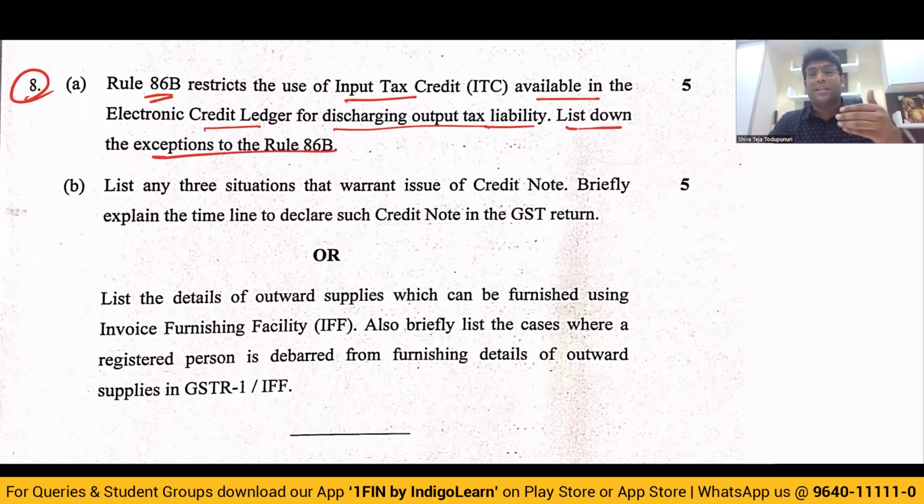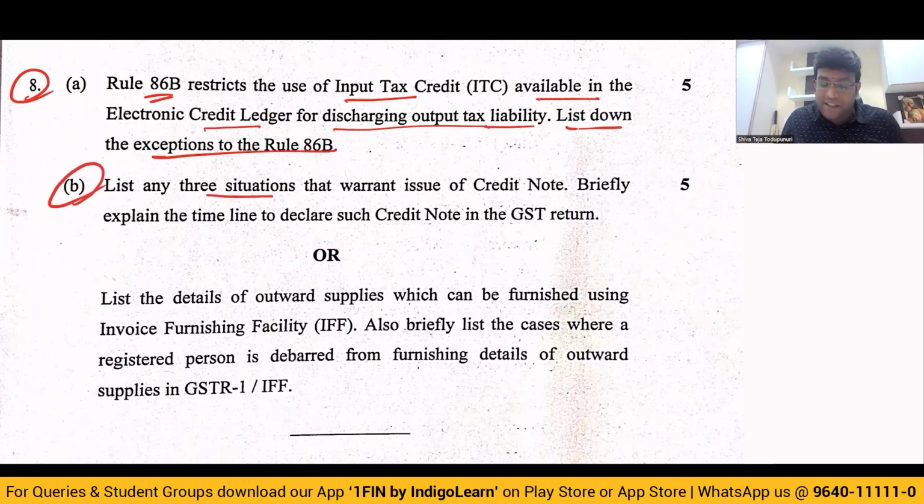Classic points: whose income tax paid is more than 1 lakh, whose refund is more than 1 lakh, or till date, till last month, you have paid more than 1% using electronic cash ledger. These are the exceptions to Rule 86B. Write those points, get your score. Clear, friends?